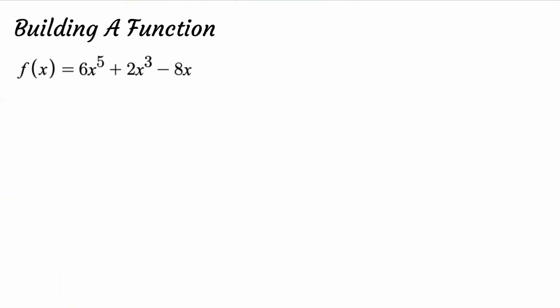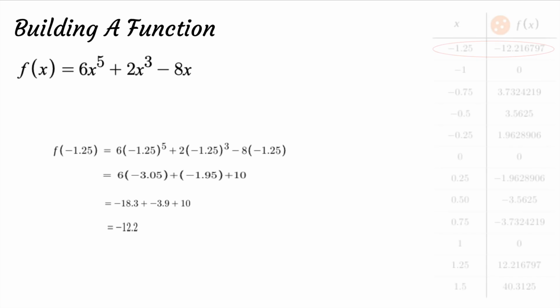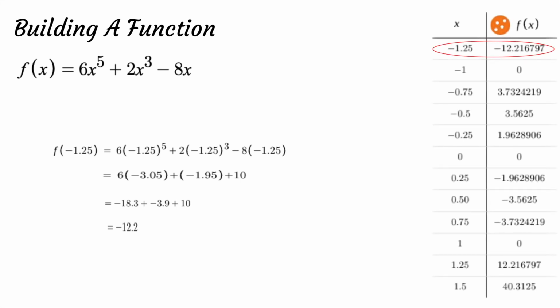Chapter 2 assessment. So I'm going to be building a function with the equation 6x to the 5th plus 2x cubed minus 8x. So what I did was input negative 1.25 into the equation to give me negative 12.2 as an output. As you can see on the graph, which was based on the equation, negative 1.25 equals negative 12.2, and you can do this with all these numbers. You can put an input into the equation, and you will get these outputs.